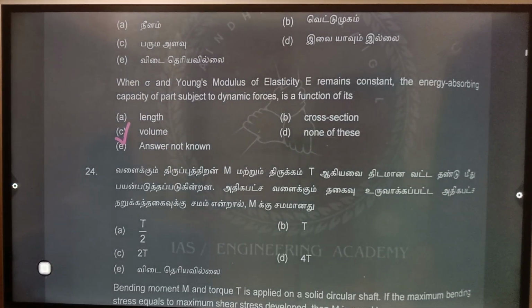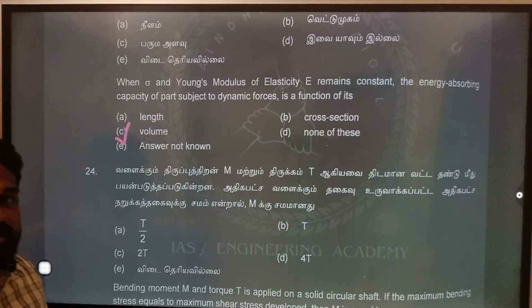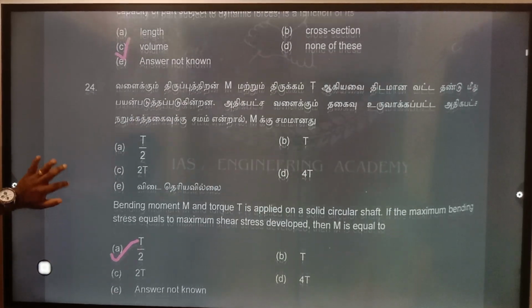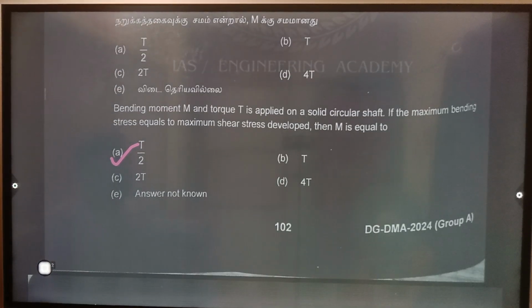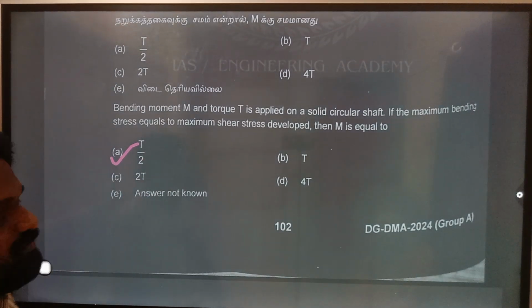23. When sigma and Young's modulus of elasticity, the answer is C. Okay, 23's answer is C. Volume. 24. Bending moment and torque is applied on a circular shaft. If the maximum bending stress equal to maximum shear stress, then M is equal to, this is a condition, M is equal to T by 2. A is the answer.